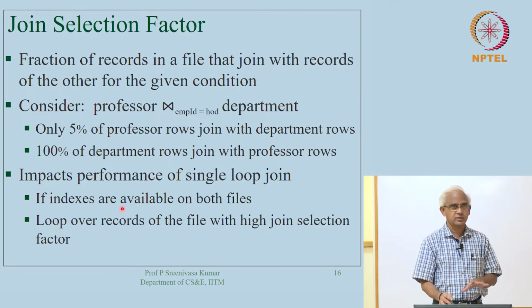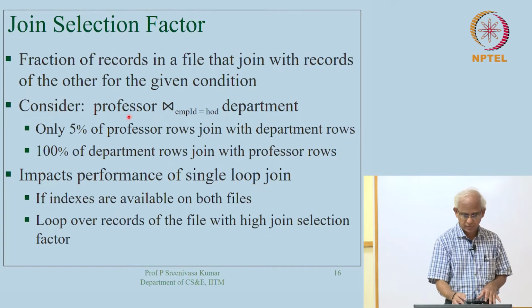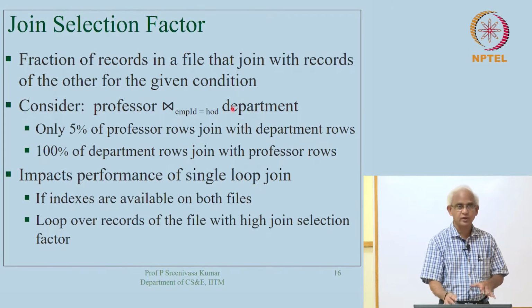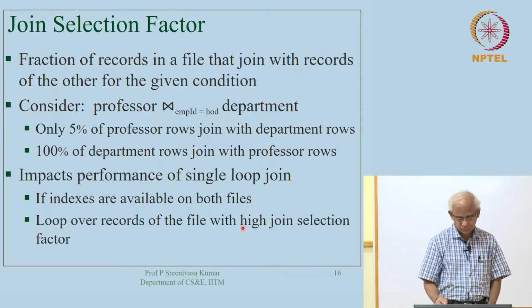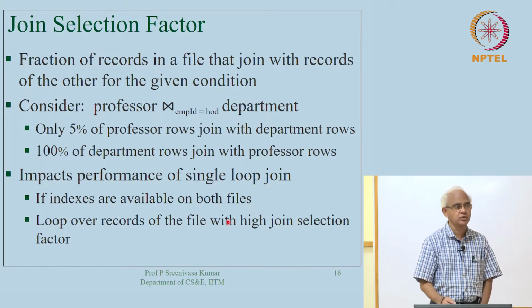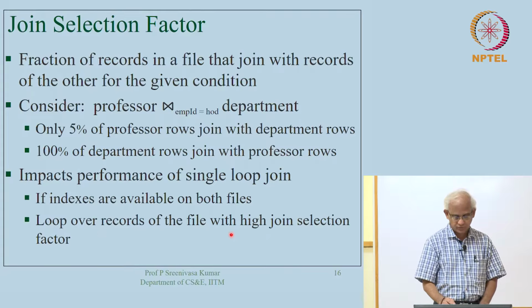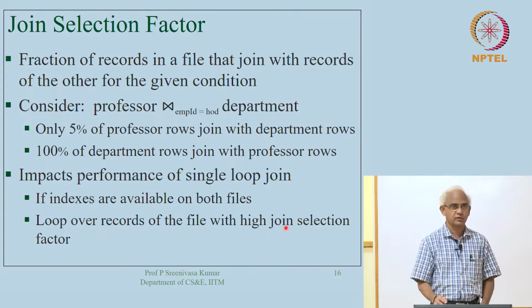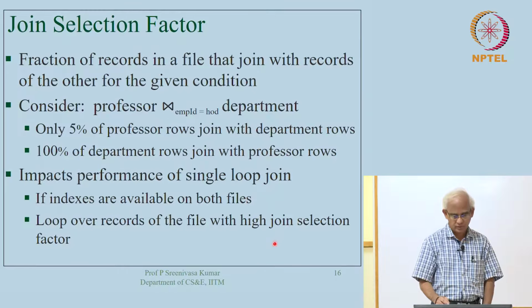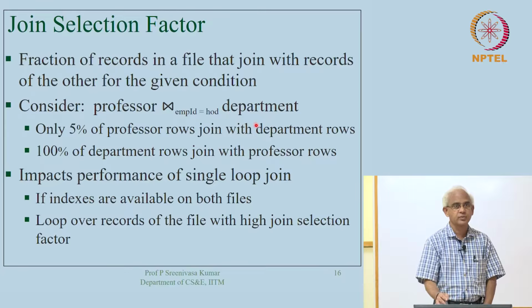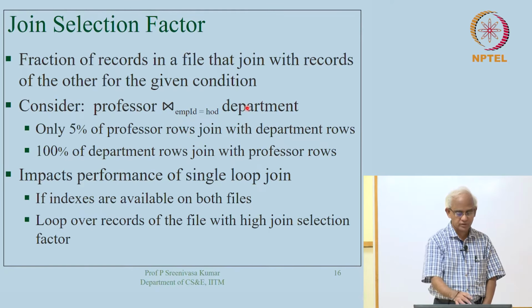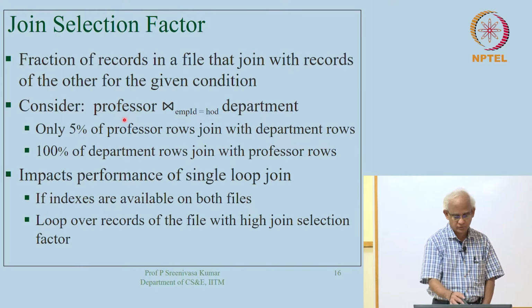Let us say indexes are available on the professor file on employee ID, and on the department file on HOD. Let us assume that for a moment. Then it is an obvious choice that we should loop over the records of the file that has a high join selection factor. The department file has a high join selection factor, because 100% of its records will join with the other file, whereas the professor file has a low join selection factor, because only 5% of its records will join.